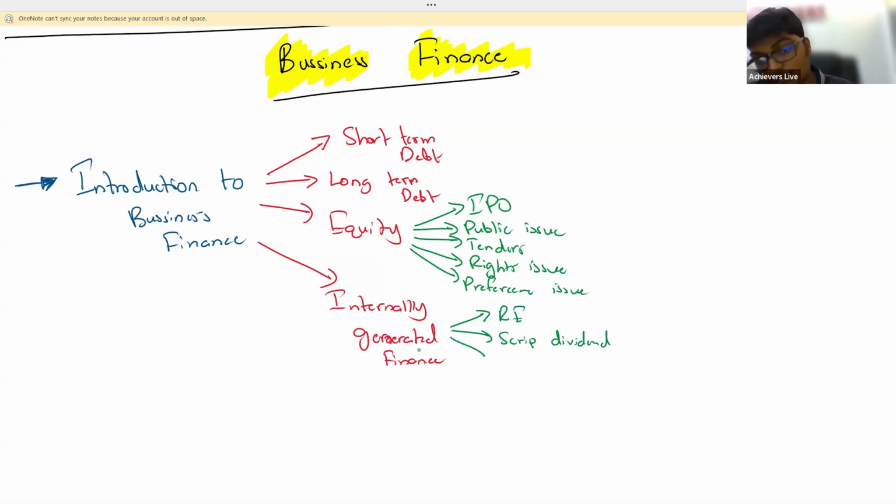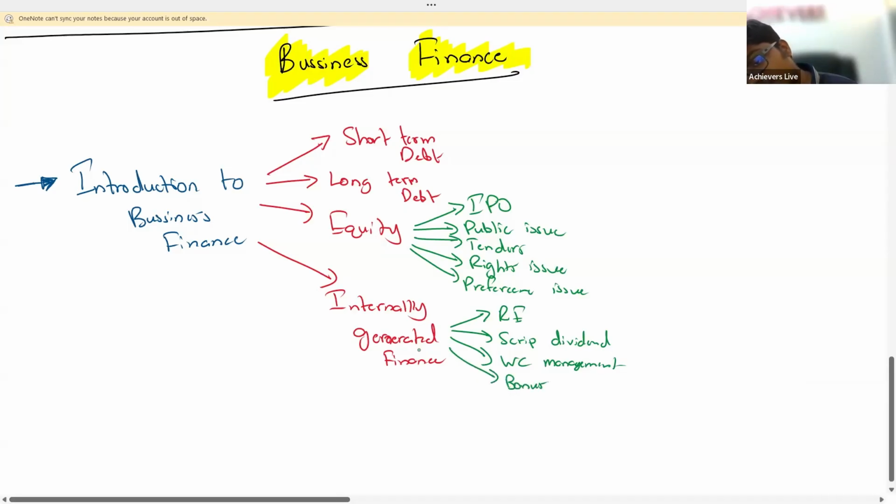Next, working capital management. Then you can say bonus issue, or you can say stock splits. Bonus issue and stock splits will not directly generate any finance, but they will indirectly raise finance. How do bonus issues and stock splits indirectly raise finance, guys? What is the answer? How do they do it?